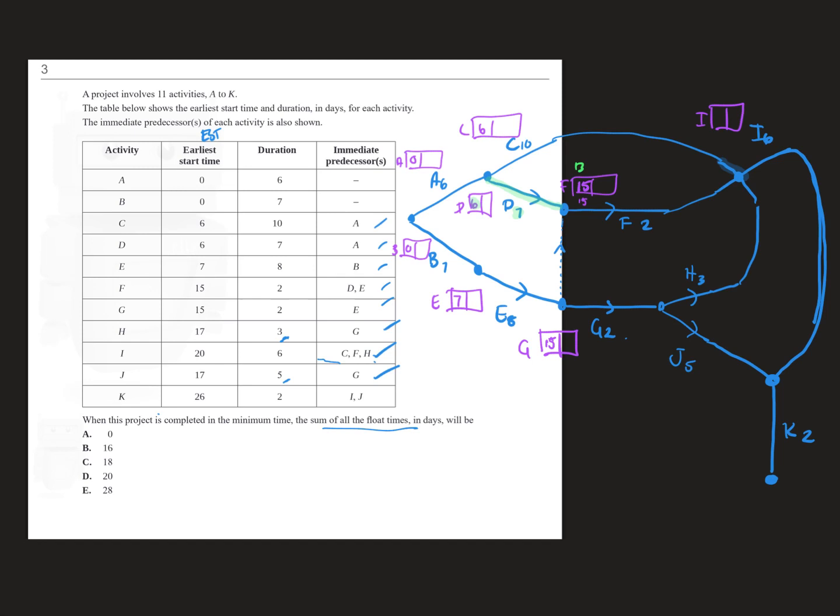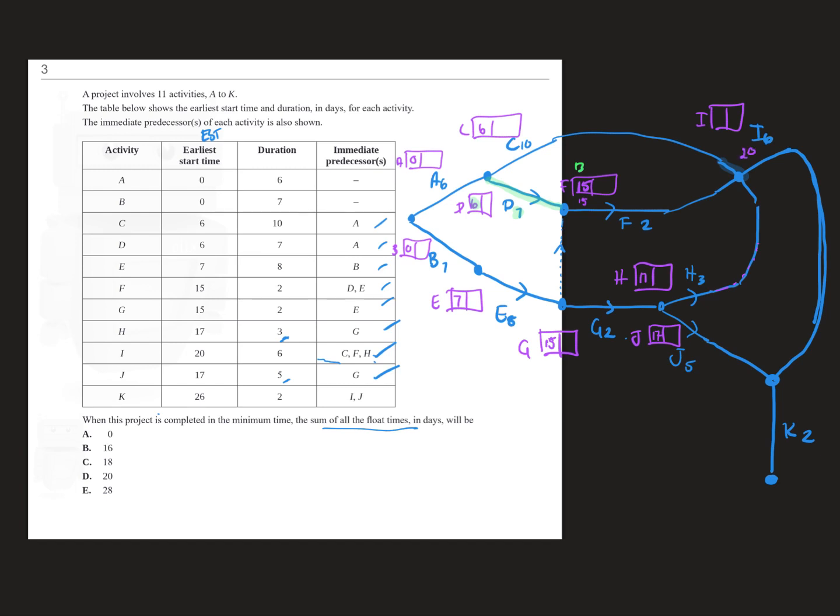So we've got G, let's do over here H, so G plus the 2, that'd be 15 plus 2, that's 17 here. So J also has to wait for G, which is 17. Now if I go up here to I, going along the H way would be 17 plus 3, so that would give me 20.